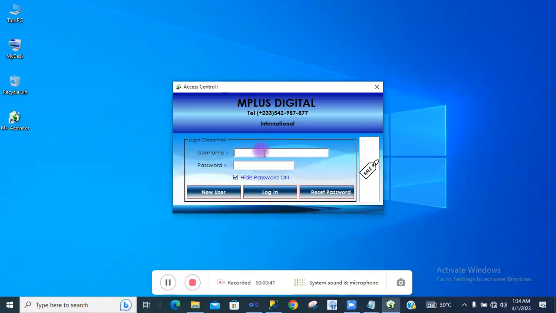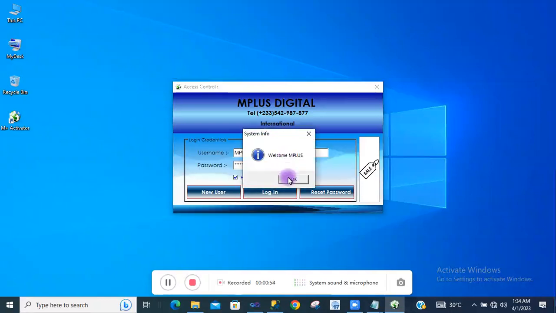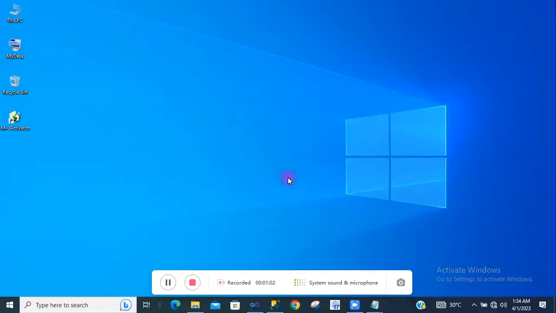So all you need to do is to log in. Welcome M+. You realize that the software welcomes the users. It has a voice prompt that recognizes every user, so it mentions your name and recognizes you.